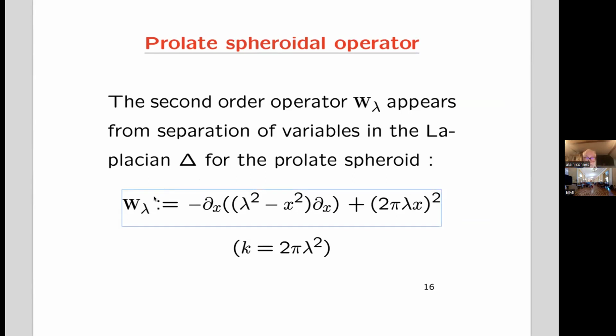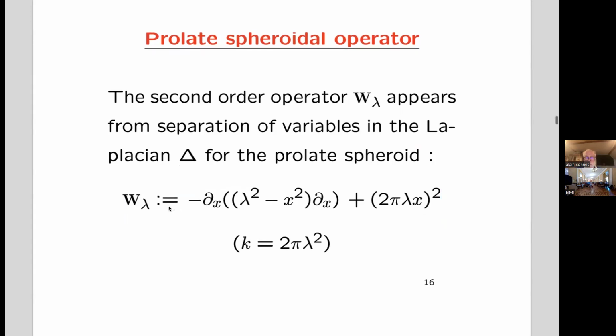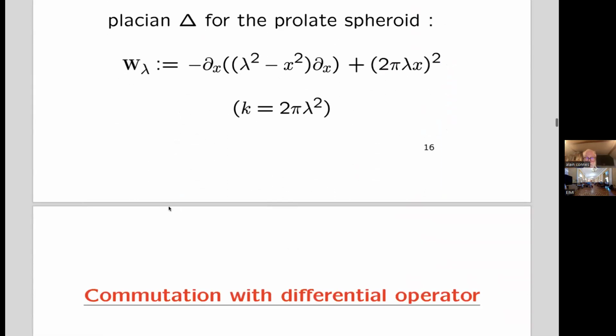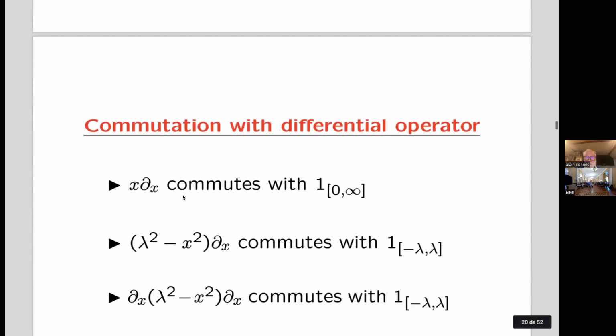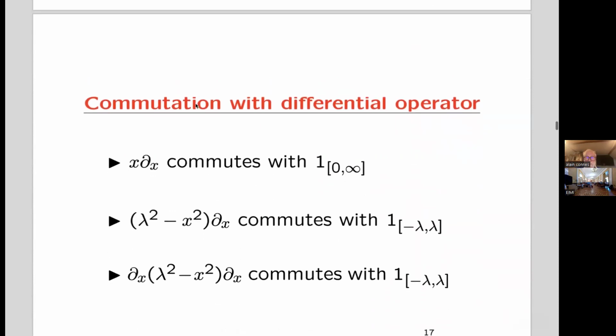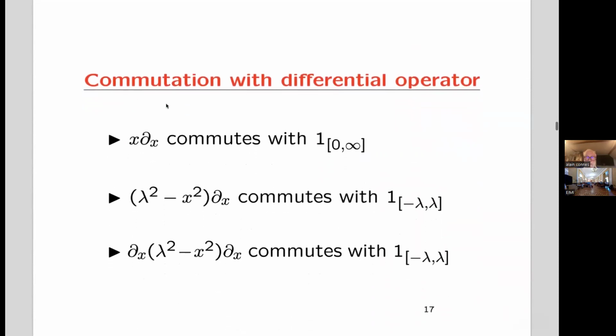So you have this operator, W lambda, and now the extremely interesting and surprising fact is that this operator actually commutes with a projection. It will commute with P lambda and P lambda hat. This is very surprising. At first you get extremely confused, because how could it be that a differential operator commutes with a function which is discontinuous, which is a characteristic function?